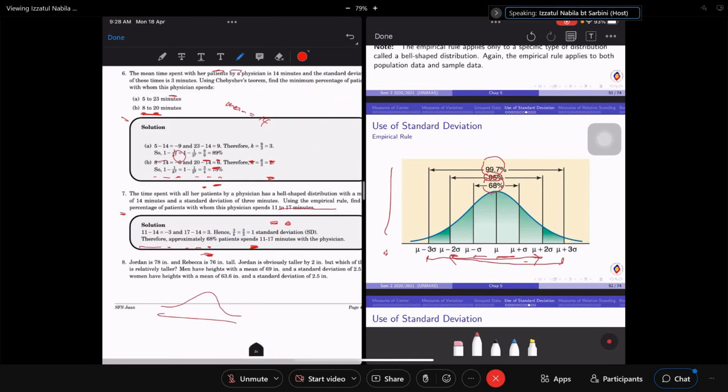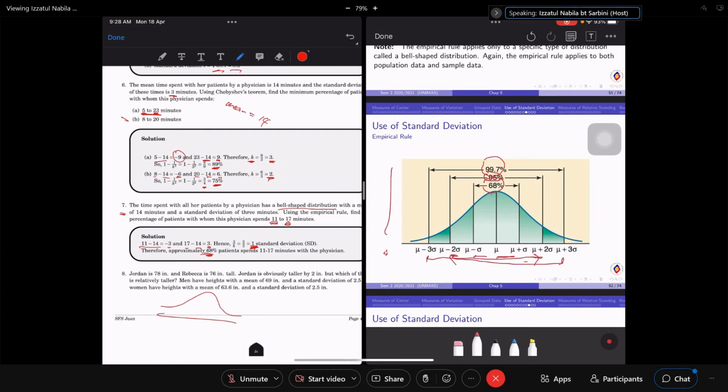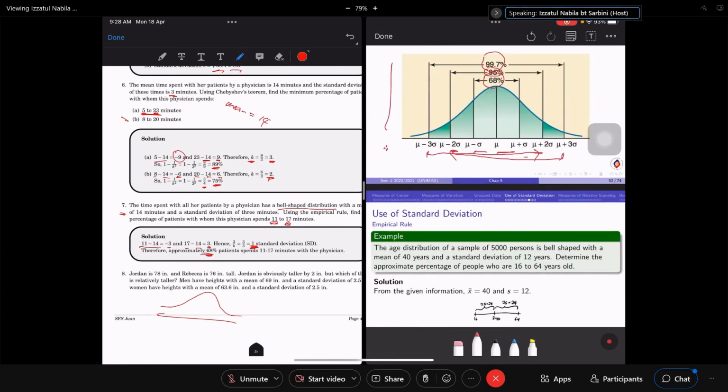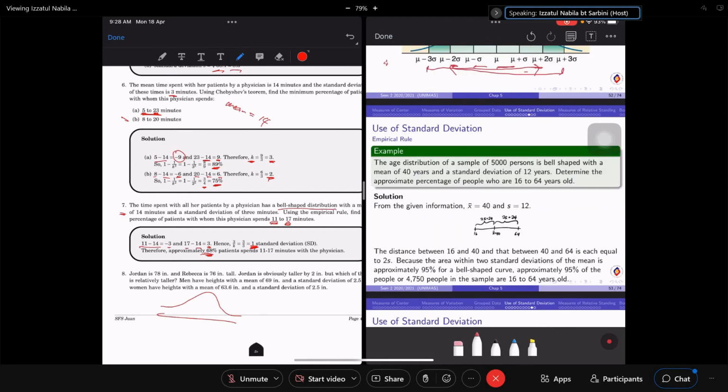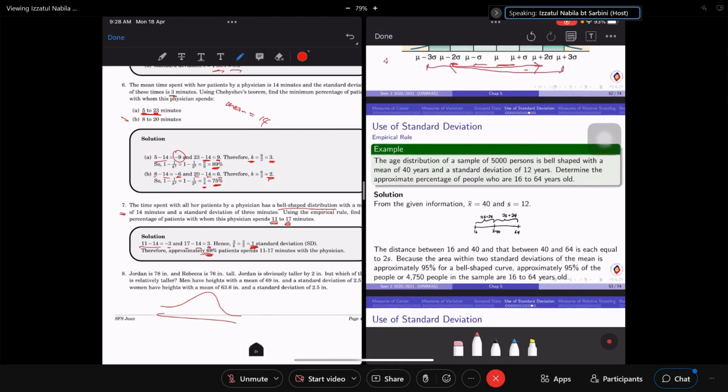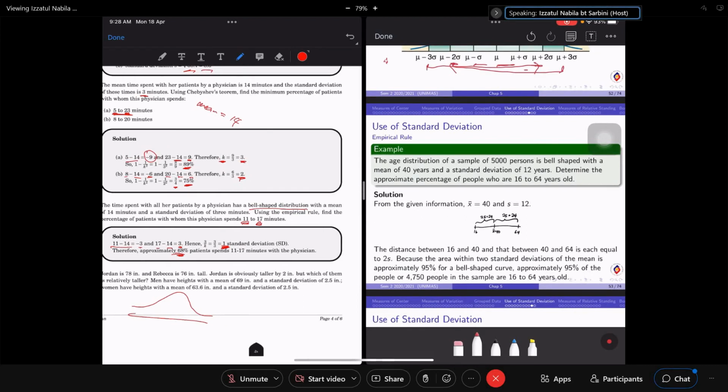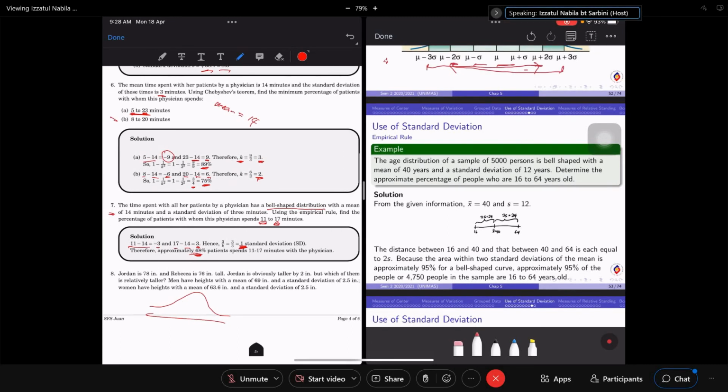Okay, that is for the use of standard deviation just now. Now question 8. Jordan is 78 inches tall. Rebecca is 76 inches tall. Jordan is obviously taller by 2 inches, but which of them is relatively taller?